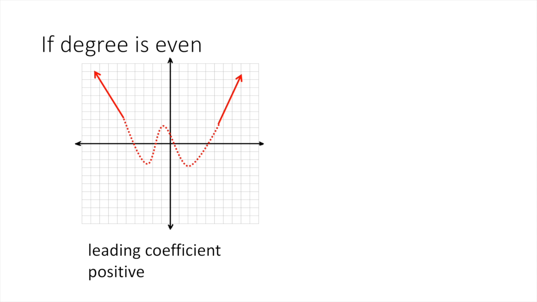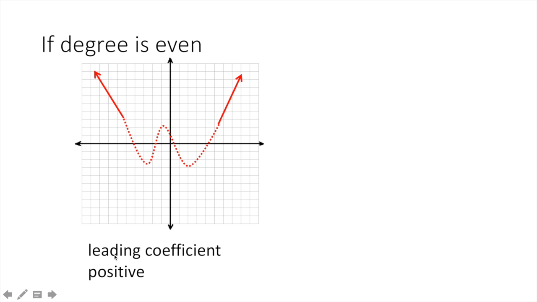If the degree is even, and the degree, remember, is your largest exponent. So if this particular polynomial is an x squared or x to the fourth or x to the sixth, if that's your largest one, then your graph's going to look something like this. It'll look something different here in the middle, but essentially you're going to be going up in both directions here.